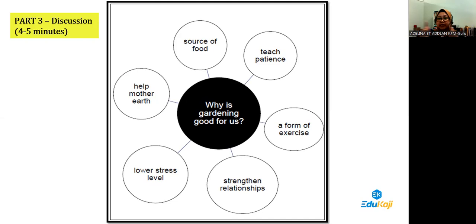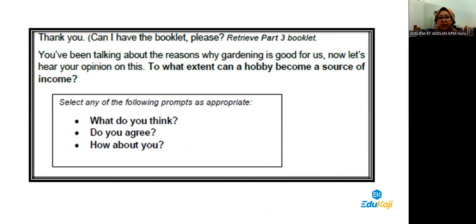See, there's turn-taking there, and everybody is giving their own personal opinion, and that falls under the category of communicative competence. Other than your fluency, your vocabulary, and your grammar, everything comes in together as well. All right. So now this is the KBAT question that is related to gardening. To what extent can a hobby become a source of income?